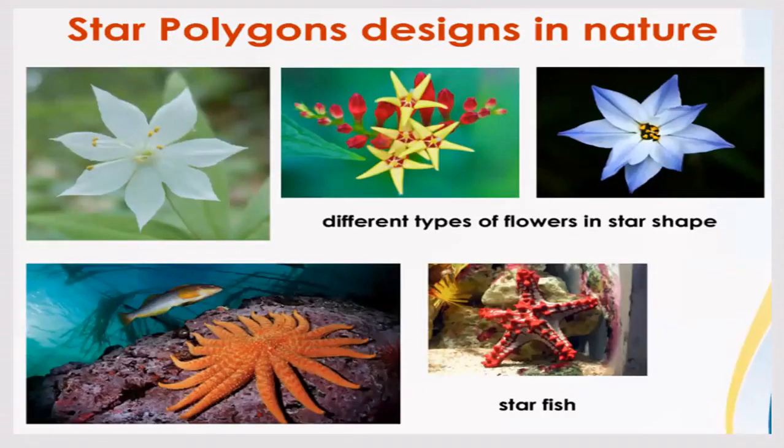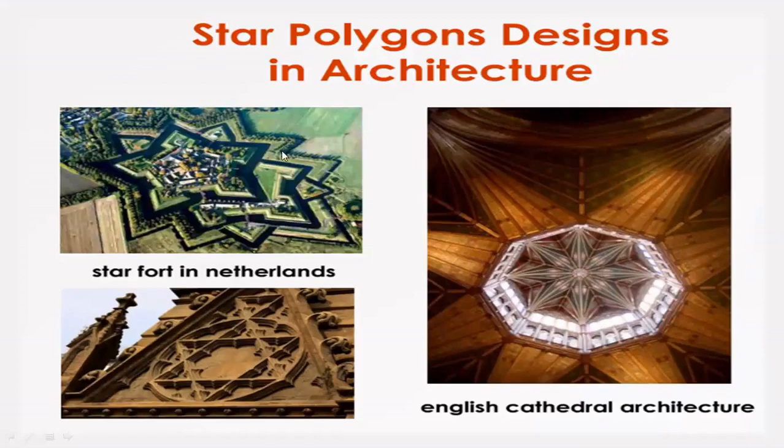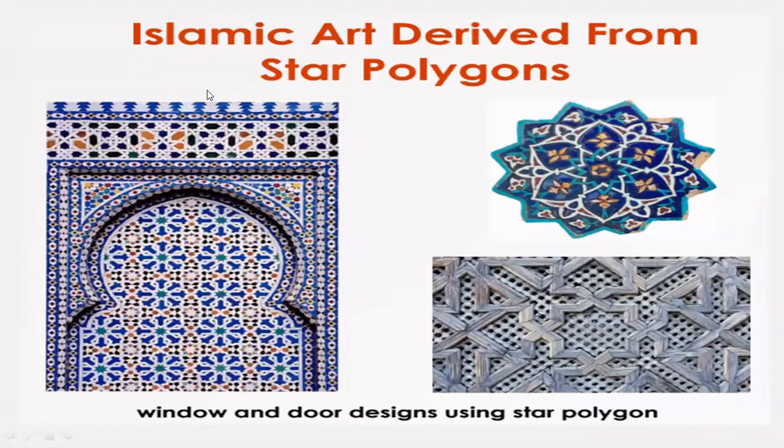Star polygons are also found in nature. These are different types of flowers in star shape. This is a starfish. There is symmetry in the human body with respect to star polygons. A human body has a close resemblance to a 5-point star. Also, star polygon designs appear in architecture: star forts in the Netherlands and English cathedral architecture. Also, Islamic art is derived from star polygons. This is window and door design using star polygons.